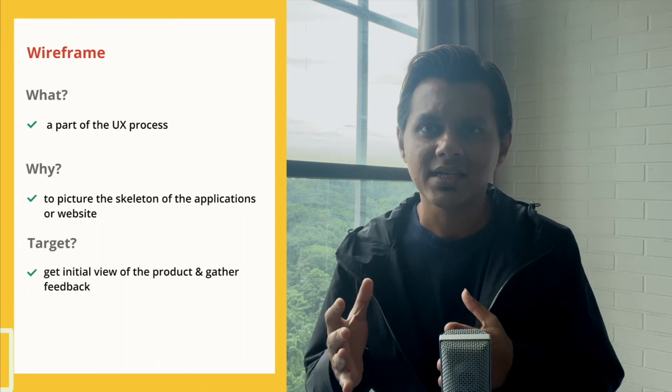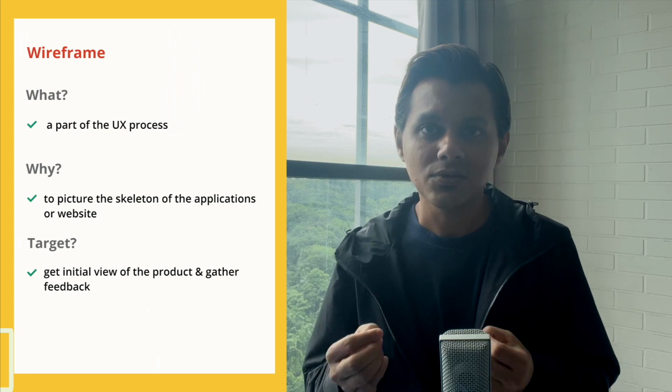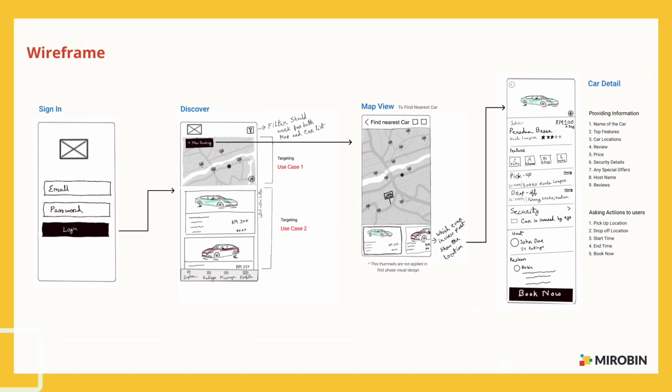The next one is wireframe. Wireframing is a part of the UX process that helps to picture the skeleton of the application or the website. Designers use wireframes to give an initial view of the product before they put more details into it. It also helps to gather feedback before jumping into the visual design. Remember, work on your wireframing only after your information architecture is ready. The key reason to create a wireframe is to check the placement of the elements of the page and see how to prioritize the content.